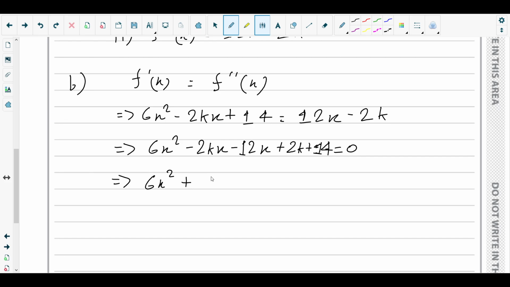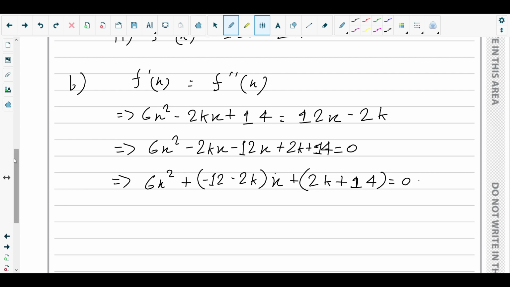Okay, so represent it in the form of ax squared plus bx plus c, so we can take negative 12, okay, negative 12 negative twice of k x, look, so b is negative 12 negative 2k plus c, so c is what? 2k plus 14. Fair enough, that's fine now.